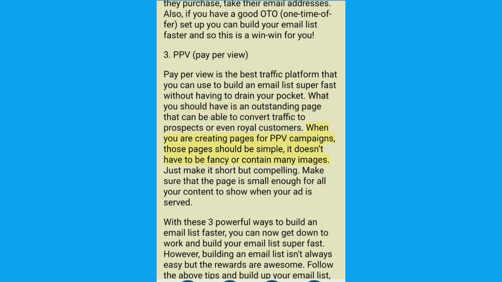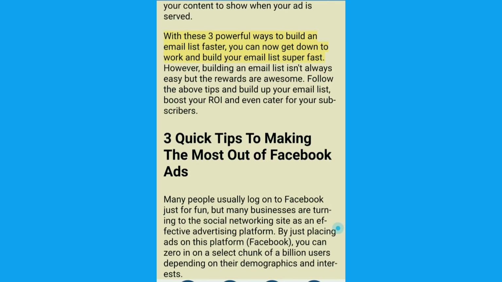3. PPV, pay-per-view. Pay-per-view is the best traffic platform that you can use to build an email list super fast without having to drain your pocket. What you should have is an outstanding page that can convert traffic to prospects or even loyal customers. When you are creating pages for PPV campaigns, those pages should be simple.